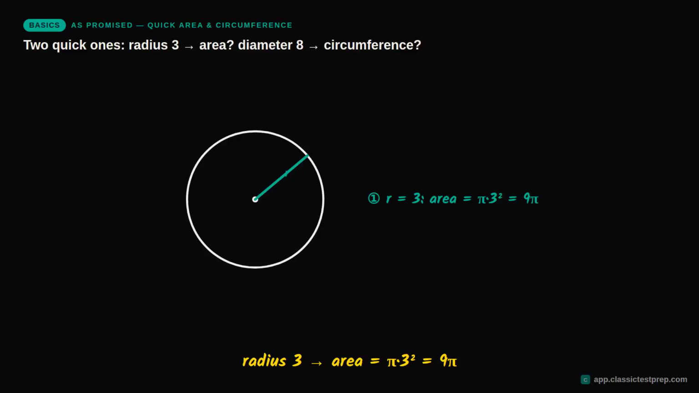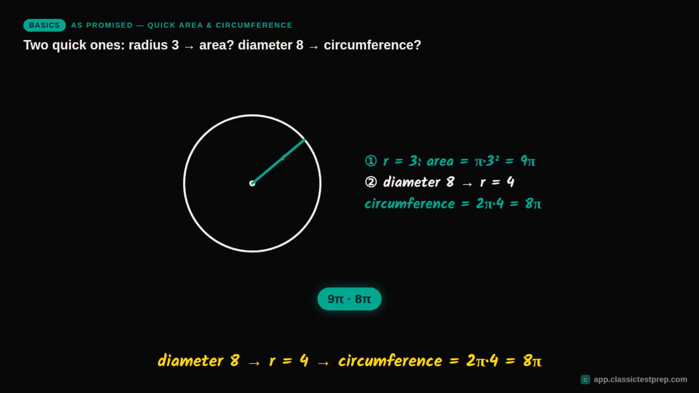But as promised, here are some basic area and circumference questions if you're interested. A circle has a radius of 3. What is its area? Pause the video and solve it before listening to my explanation. Well, area is just pi r squared. R is 3, so the answer is 9 pi.